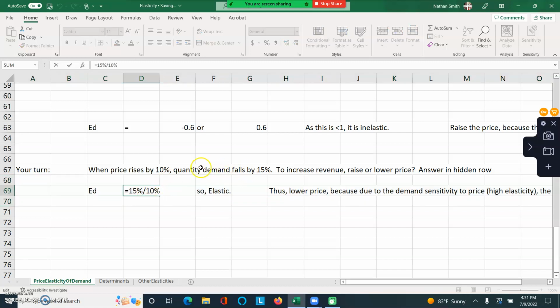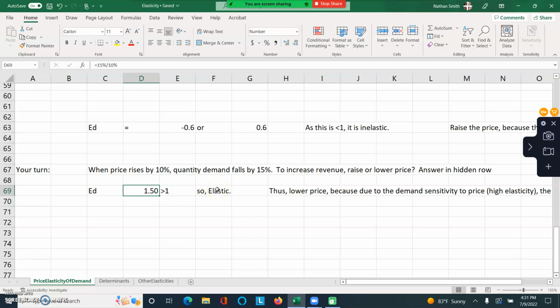All right, so in this case, quantity demanded is falling by 15%. Okay, so again, that's going to be my numerator. And price is rising by 10%, that's going to be my denominator. Okay, so taking that ratio gives you 1.5. That's greater than 1. So in this case, demand, and that's actually already in absolute value terms, so in this case, demand is elastic.